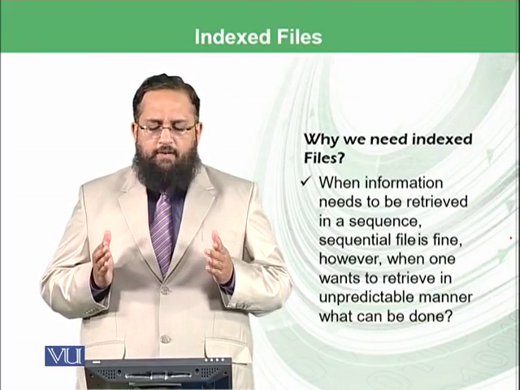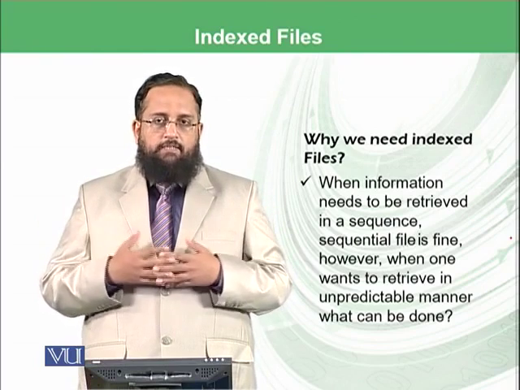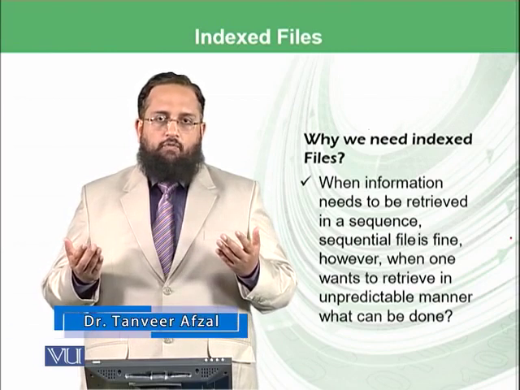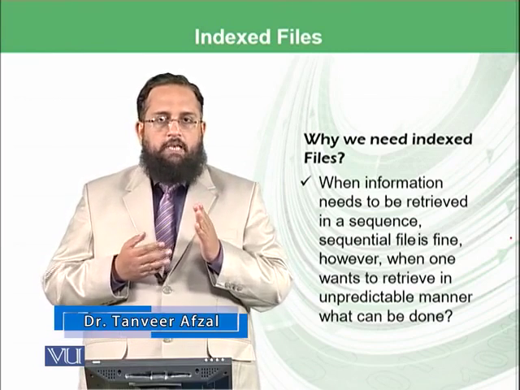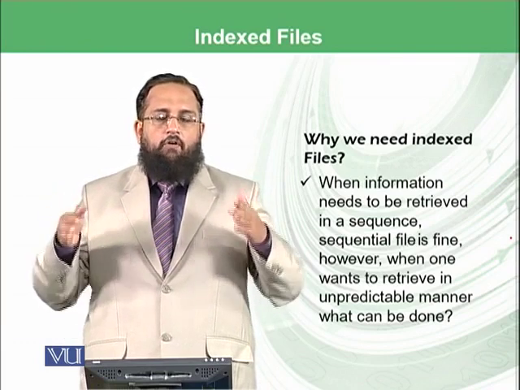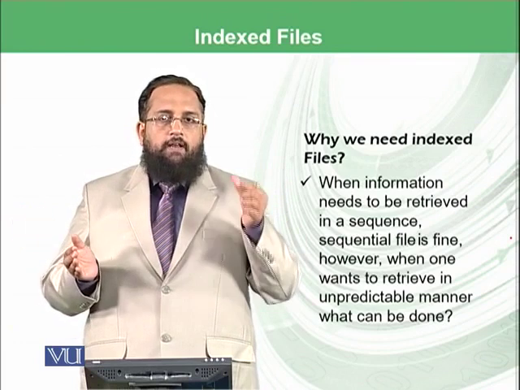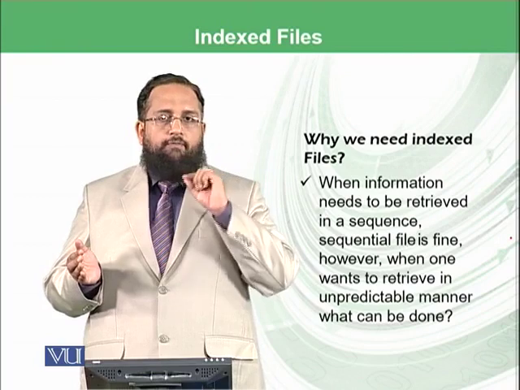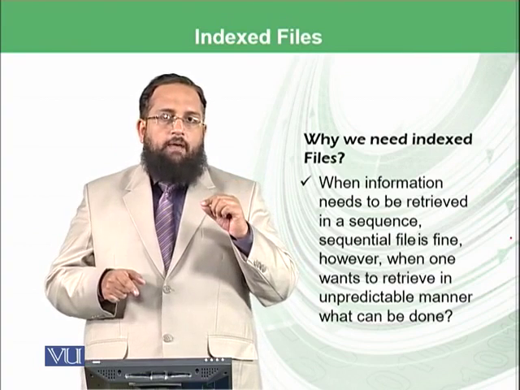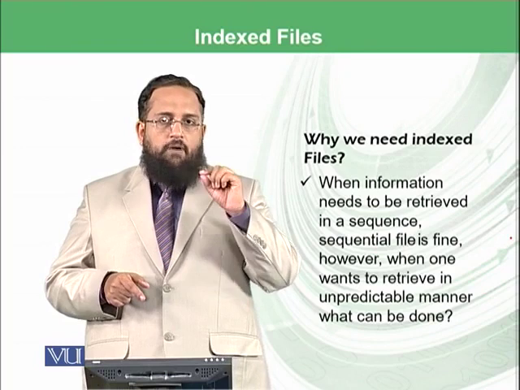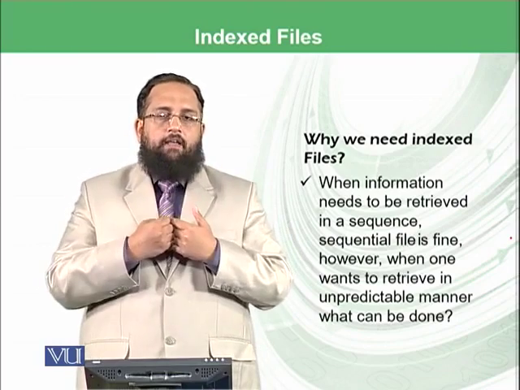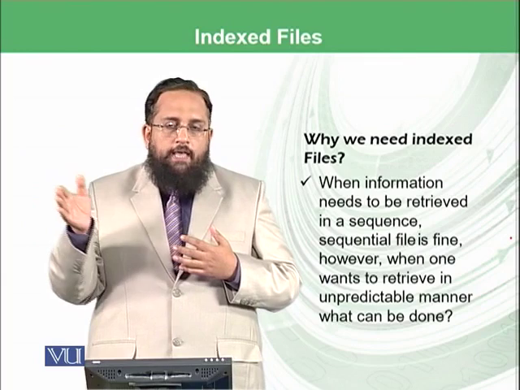When information needs to be retrieved in a sequence, a sequential file is fine, as we have discussed. However, when one wants to retrieve in an unpredictable manner, for example, you do not want to retrieve in a sequence, you want to retrieve a particular record. So for example, if your company has an employee record of 1000 employees, and you want to read employee number, for example 50, this means you need to read first, second, third, fourth until 50. What I am saying is that you want to jump to that particular 50th employee directly and access it immediately without going in a sequence.